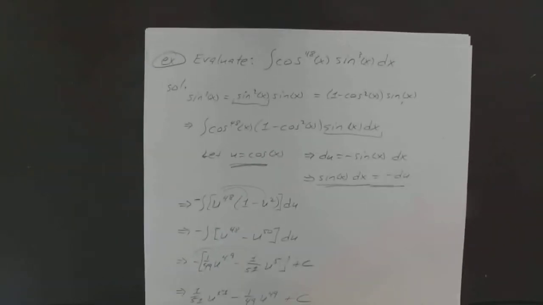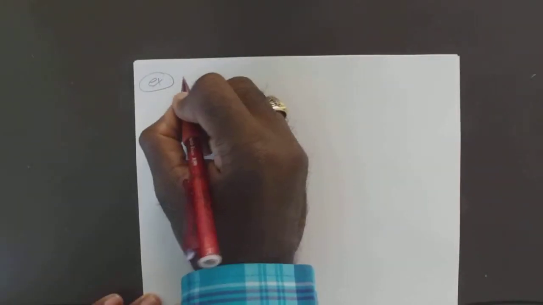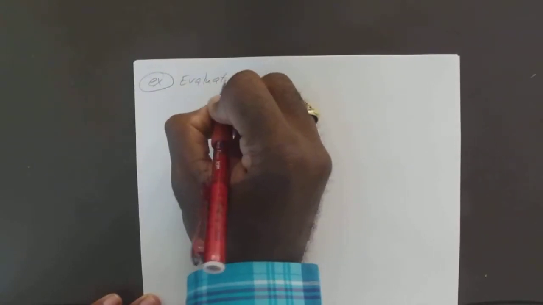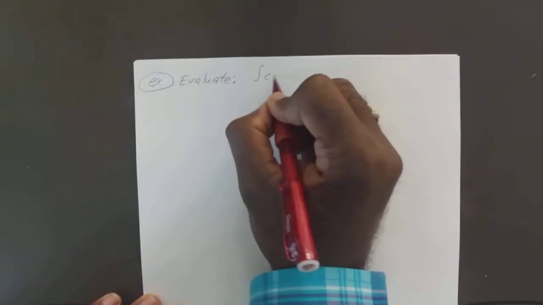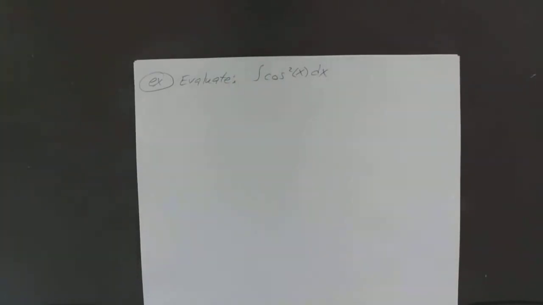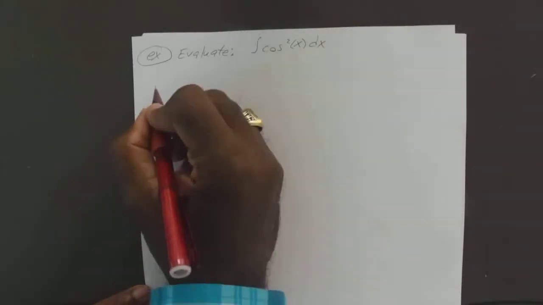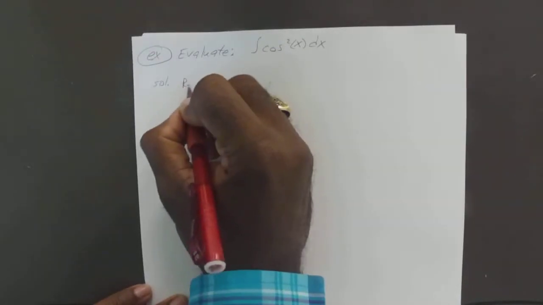So now we're going to do one where you just have an even exponent for sine and cosine. Okay. So if we wanted to evaluate the integral of cosine squared of x with respect to x. Okay, so you can't make this one 1 minus sine squared of x because you now have a squared sine you have to deal with, so that one wouldn't work.